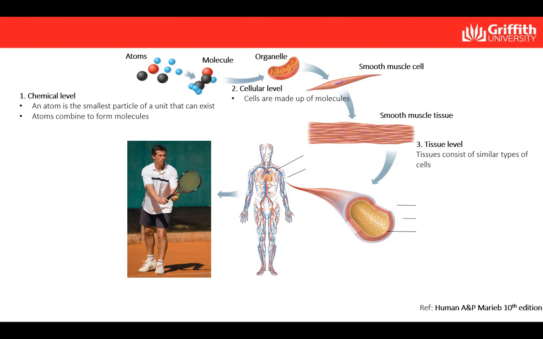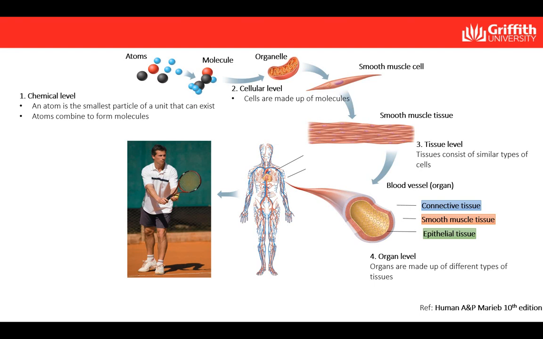However, in complex multicellular organisms, such as ourselves, numerous cells aggregate to form a tissue, which is the tissue level. A tissue is comprised of similar cells with a common function. For example, muscle tissue is made up of muscle cells, and their function is to enable movement.